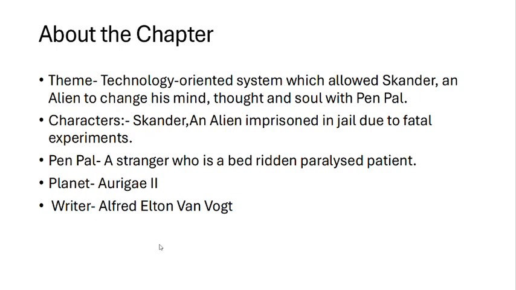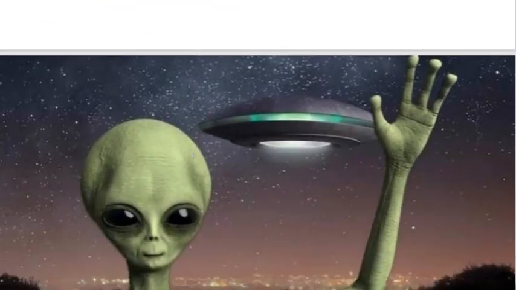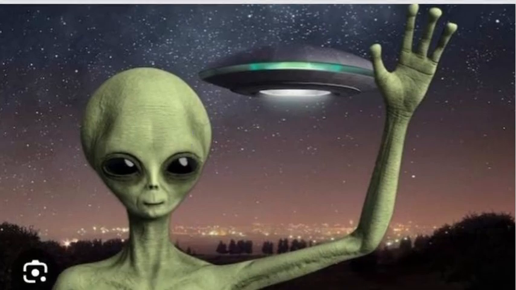Now, who wrote this whole prose? This prose has been written by Alfred Elton Van Vogt. Now, this is about the chapter in gist. We have looked at the theme, the characters, the planet, and the author. You need to understand that Skander is an alien who tries to befool Penpal, who is living on the earth. Now we will see in this chapter how he befooled or what he did. See, he is an alien, Skander from the planet Origo.